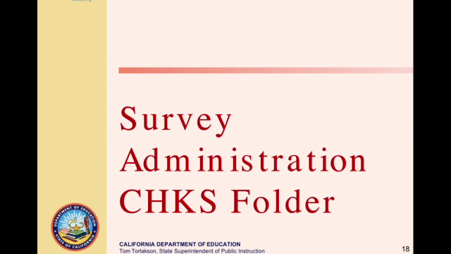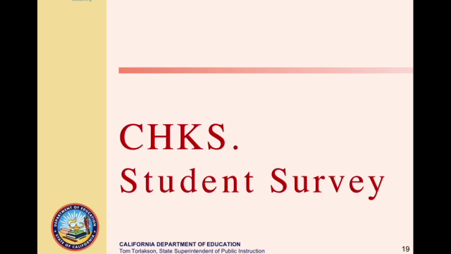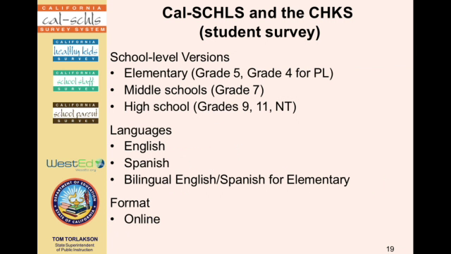The survey administration, the California Healthy Kids Survey folder. So in the California Healthy Kids Survey, we have the student survey. There are 3 school level versions. Elementary, it's grade 5. We have middle school and high school. Middle school is grade 7, high school is grade 9 and 11, and then again our continuation. We offer it in English, Spanish, and bilingual English-Spanish for elementary school.